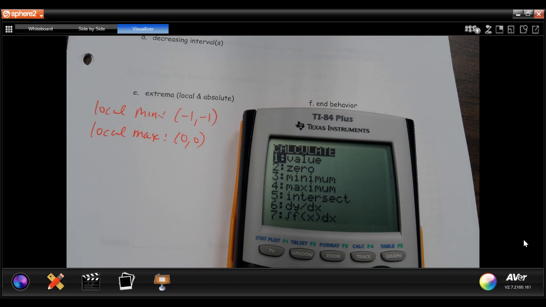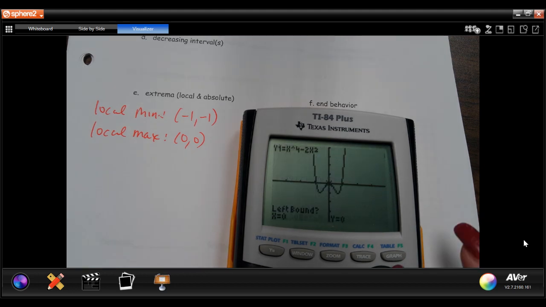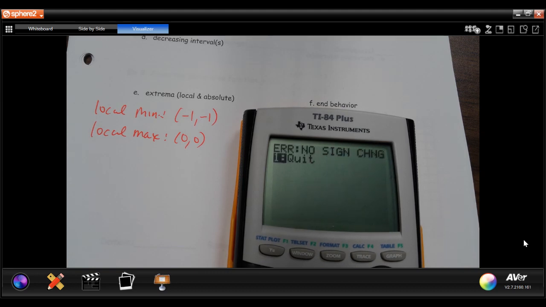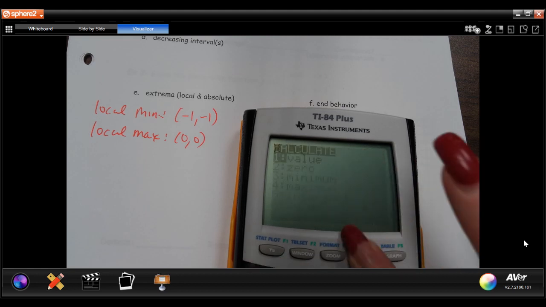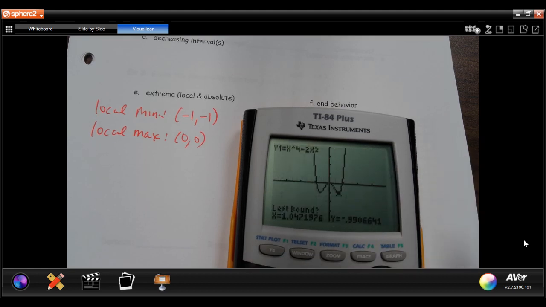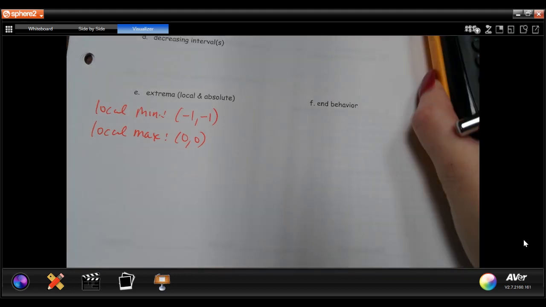Second, calculate minimum. Again, looking for the lowest y value. Left, enter, right, enter, back to the middle for a guess. Sorry, I did something too fast there. Okay, so left, enter, right, enter, back to the middle for a guess. 1, negative 1.